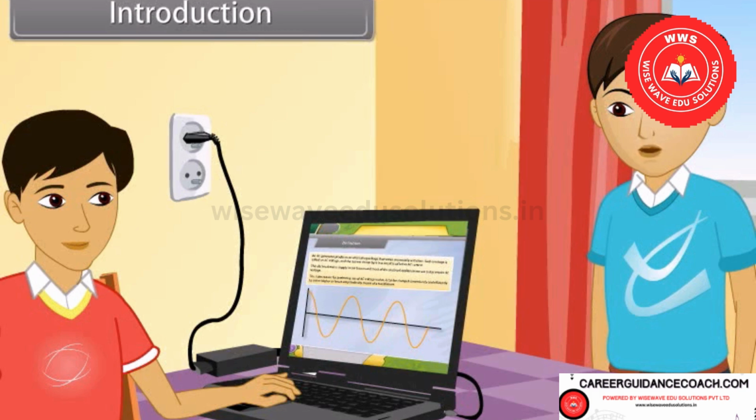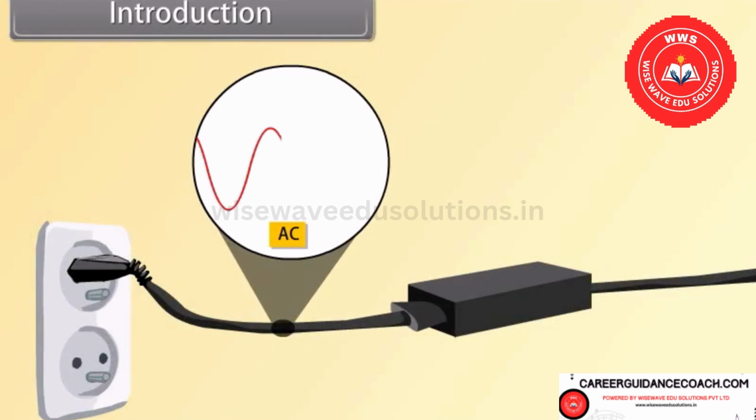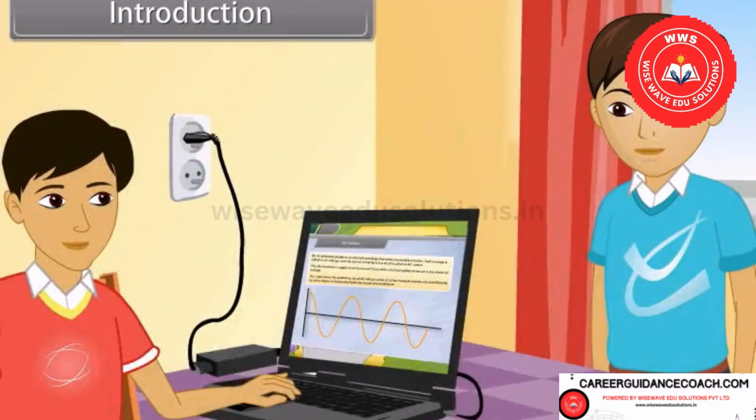Okay, let me tell you that laptops and many appliances also work on DC voltage. When the charger is plugged into the AC supply, the charger converts the AC voltage into DC voltage, so that the appliances can work smoothly. Okay, I got it. It's interesting. Tell me more about it.